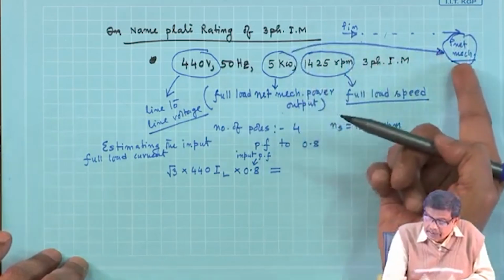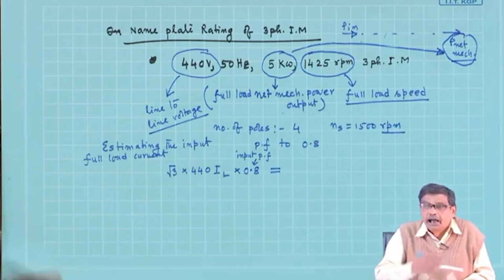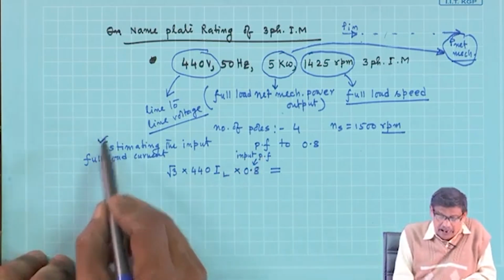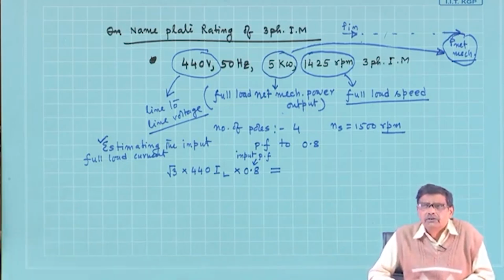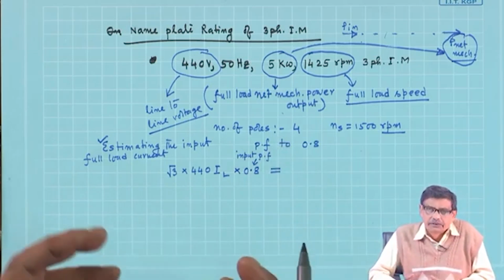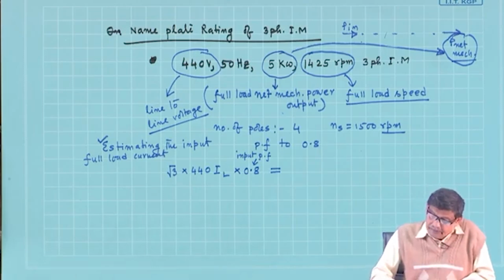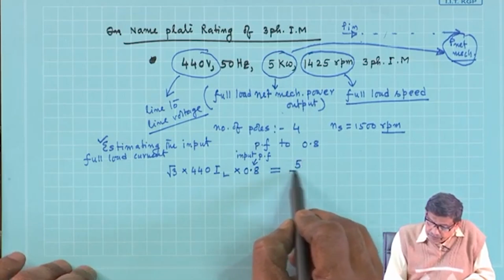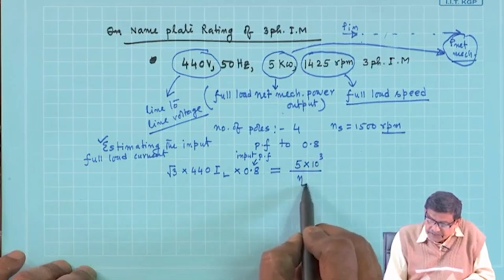Therefore, this P net mechanical power cannot be the input power, it must be higher than that. Just to estimate, mind you, I am trying to estimate the full load current. This motor is given, how much current will it draw under full load? Then I have assumed a power factor, because I cannot but assume it, a reasonable value. Similarly, to get the input power, I have to assume this 5 into 10 to the power 3 divided by efficiency.